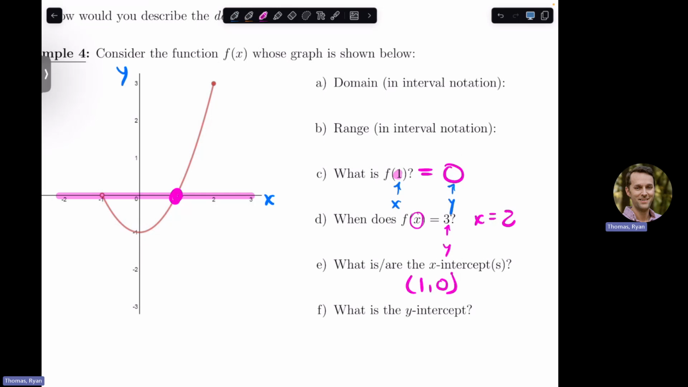This is one of those places where you should keep an eye on how the problem is asking you to answer it, right? If it wants an ordered pair, 1, 0. Typically, it's fine to just say the x-intercept is 1, and we know that because it's an x-intercept, that means it's on the x-axis. What's the y-intercept? -1. Again, I'm just going to write it as a point, 0, -1.